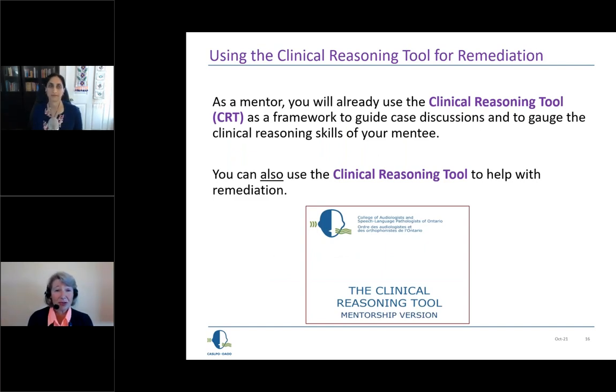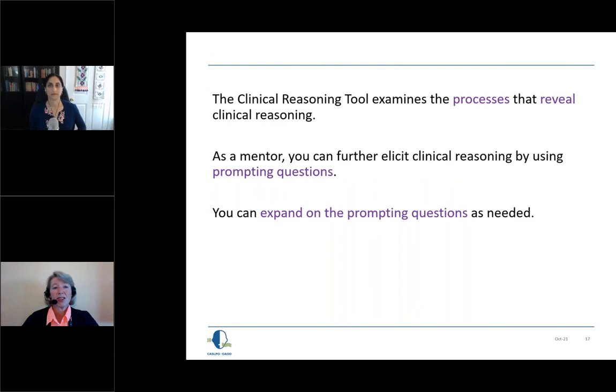Because of the mentors and mentees who've already been involved since October 2020, many of you are already using the clinical reasoning tool as a framework to guide case discussions and to gauge the clinical reasoning skills of your mentee. But what's important to notice is that you can also use this tool with remediation. So the tool examines the processes that reveal clinical reasoning. As a mentor, you can elicit further clinical reasoning by using the prompting questions that are in the tool. And if needed, you can expand on those prompting questions.